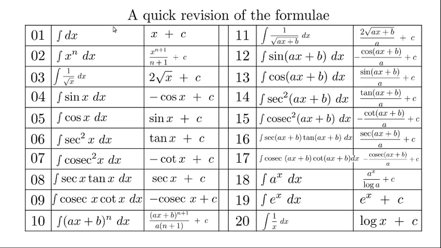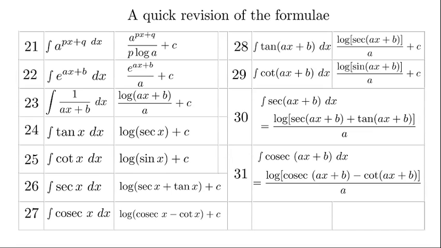Today, in this part of the video, we are going to deal with indefinite integration part 7. Before we get into indefinite integration part 7, let us have a quick recap of all the formulae we have studied so far. These are all the formulae we have done so far.